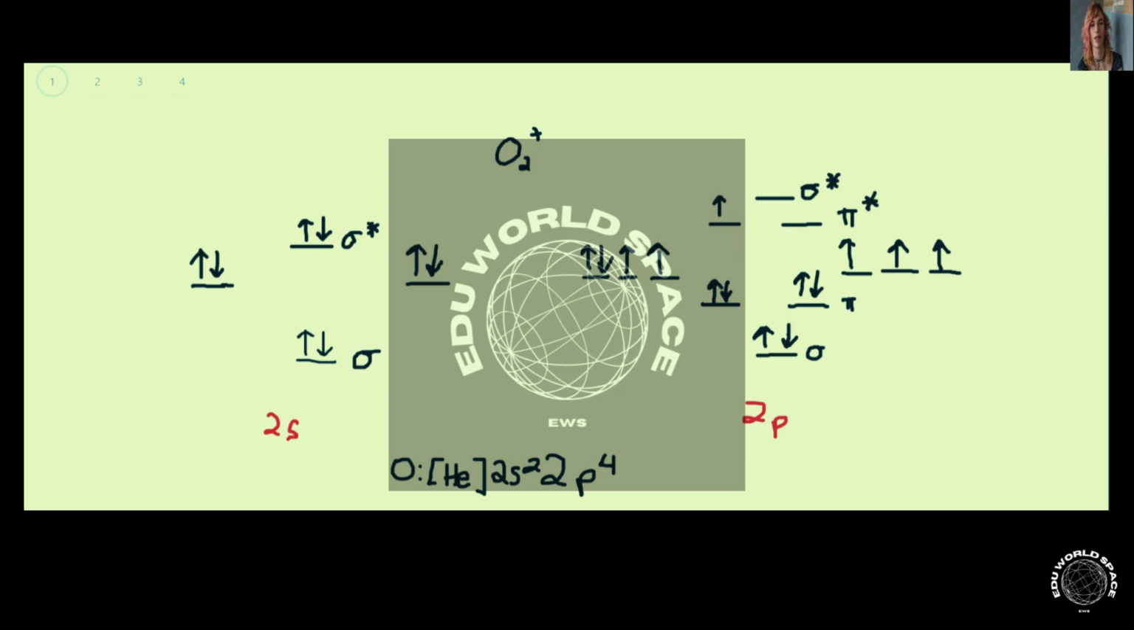So now we fill our molecular orbitals. We're forming our sigma bonds, our pi bond orbitals, and then we're starting to put electrons in our anti-pi orbitals. If you have an electron in your anti-pi bonding orbital, this electron is unpaired. So that means O2 plus will be paramagnetic.